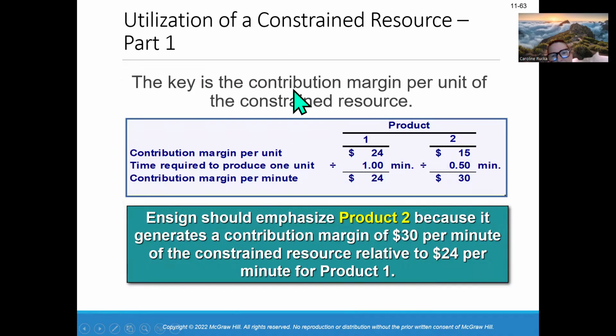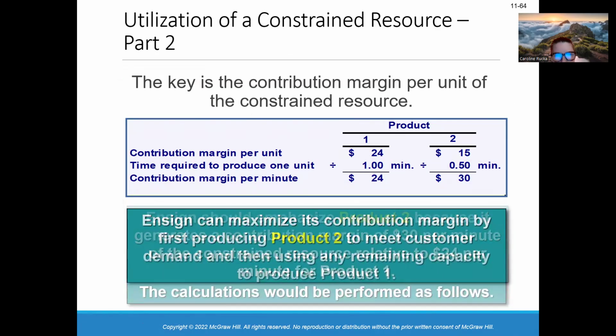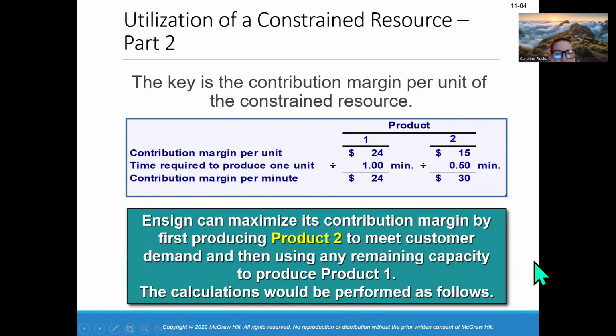Again, the key is the contribution margin per unit of the constrained resource, right? So Ensign should emphasize product two because it generates a contribution margin of $30 per minute of the constrained resource relative to 24 per minute for product one. Ensign can maximize its contribution margin by first producing product two until they've met all the demand for product two, and then using any excess capacity to produce product one.